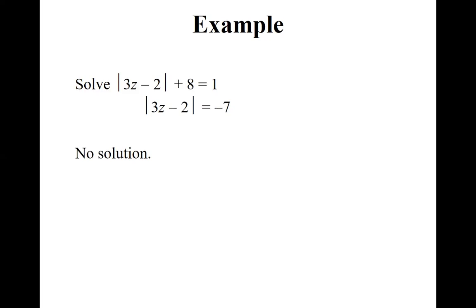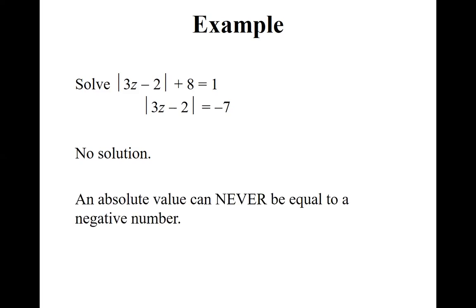There is nothing we can plug in for z that's going to give us something that when we take an absolute value of it, we're going to get -7 at the end. Not even -7. The absolute value of -7 is +7. There's no way to get the absolute value of something equal to a negative. An absolute value can never be equal to a negative number.